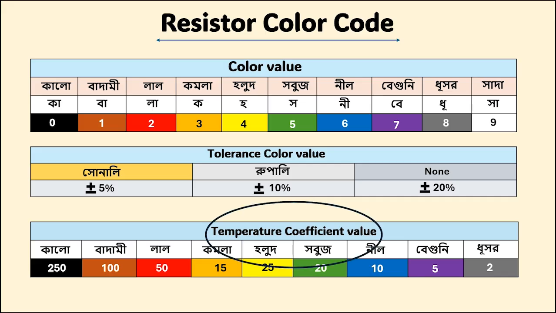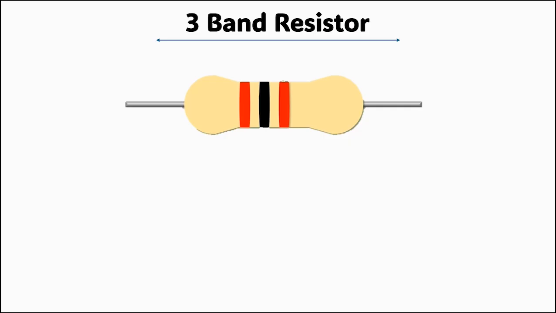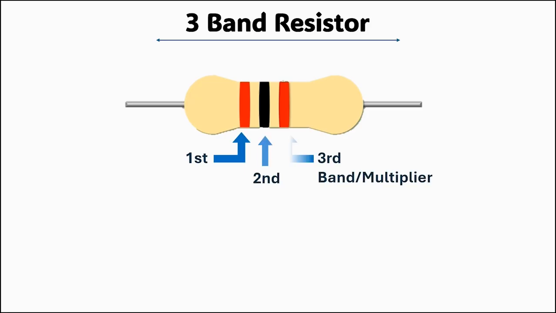Now we will know how to determine the color code of the 3-band resistor. On the screen we can see a resistor. Now the first is the first band. Then the second is the second band, then the third band. And the third band has another name, that is multiplier. We will know what multiplier is a little later. But this resistor has no tolerance band, so we assume its tolerance is plus or minus 20%. Next to the resistor we put the color code chart.